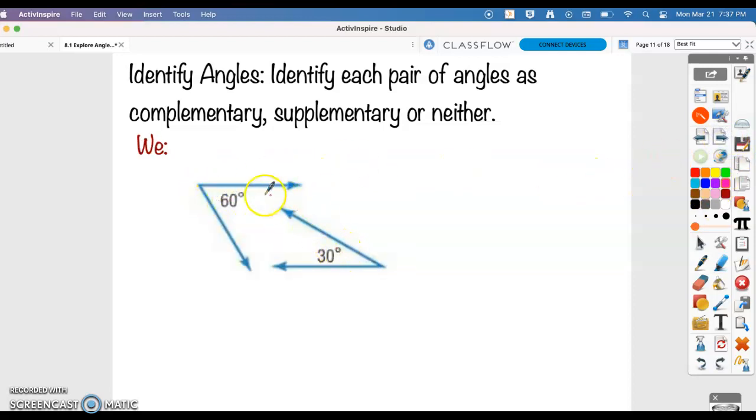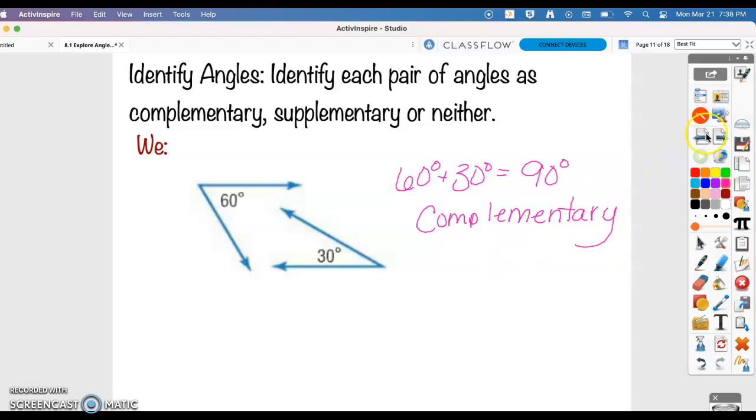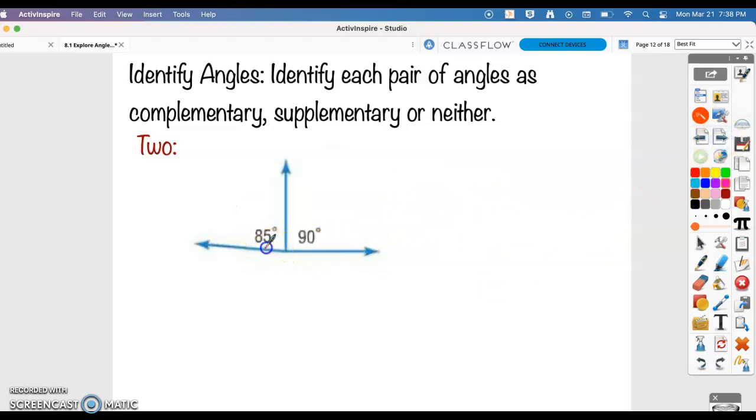Angles 60 degrees and 30 degrees. If I take 60 degrees and add it to 30 degrees, I get 90 degrees, which is a complementary angle. This one right here, if I take these two and add them together, I've got 85 plus 90, which equals 175. That is not complementary or supplementary, so this one would be neither.